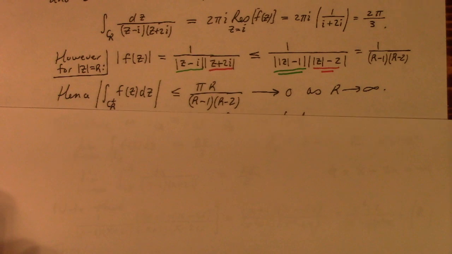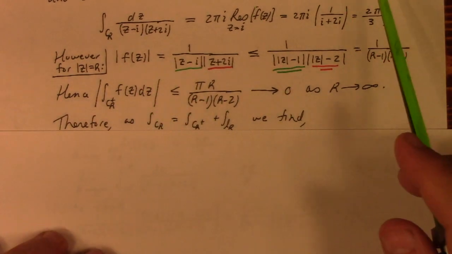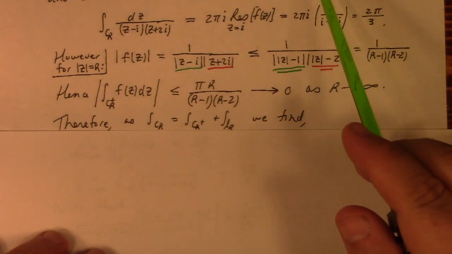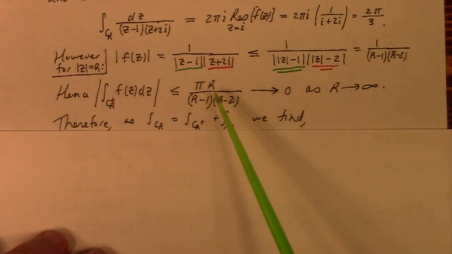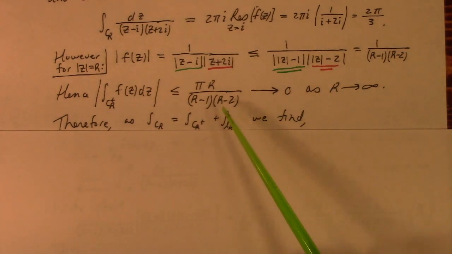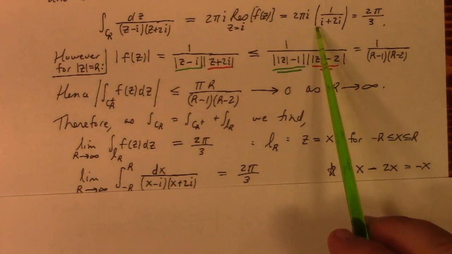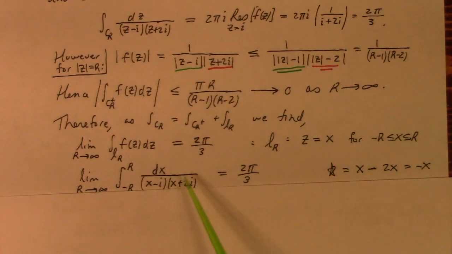And so, lo and behold, we have proved that the limit, by the ML theorem, and here the length of that is pi r. So pi r over that is a bound. By the ML theorem, as r goes to infinity, that goes to 0. And so what we find is the limit as r goes to infinity of L sub r is equal to 2 pi over 3 times, where's my 2 pi i? Oh, the 2 pi i cancels. Okay, great. So it's 2 pi over 3.